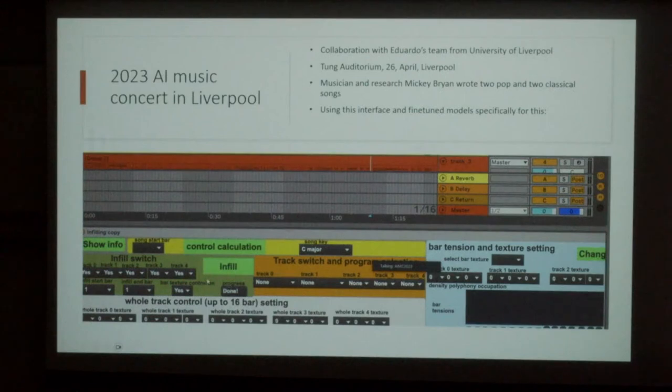And this one was used in the AI concert in Liverpool. I had some collaboration with the team at the University of Liverpool. And one of the researchers called Mickey Bryan wrote two pop and two classical songs based on two custom models I fine-tuned on a specific data set. And this is the interface, and the model is hosted on Colab. And he used this interface to write the four songs.